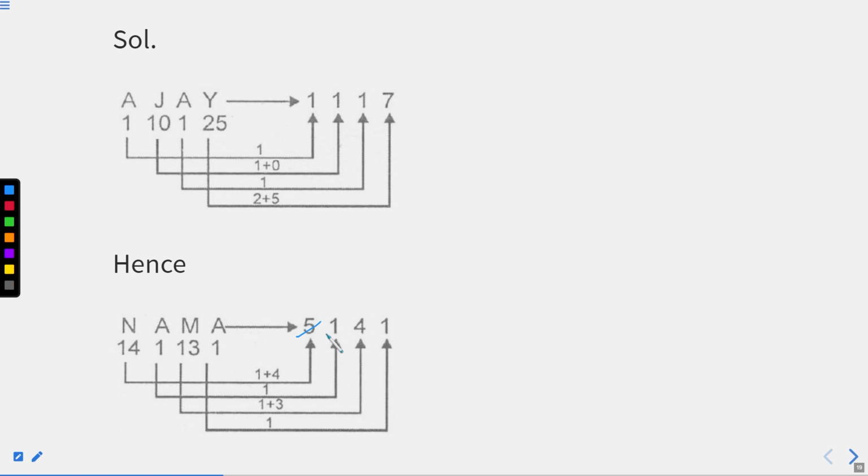For A, it is 1. For M, it is 13. So 1 plus 3 is 4. So we are getting 4. For A, again 1. So our answer is 5141. Hope the concept is clear.